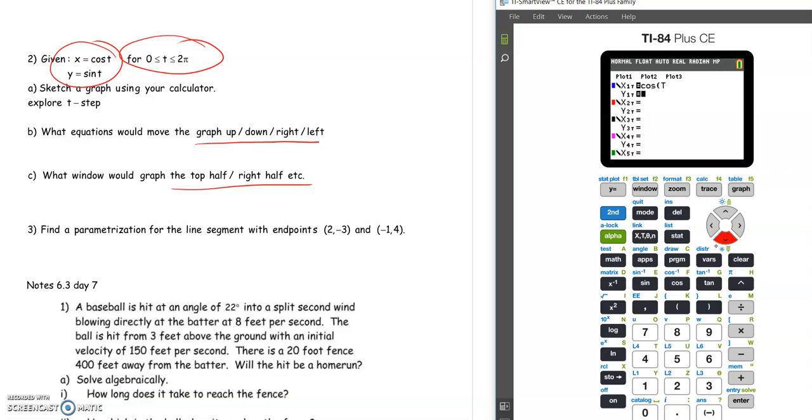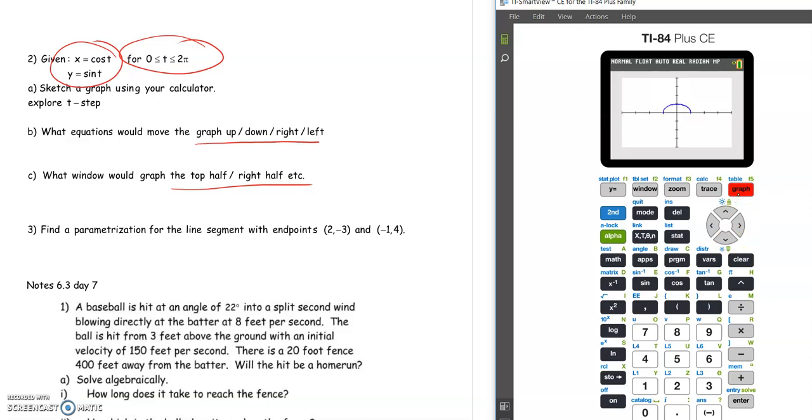And in y1, we will type in sine t. Okay, now if you go to window, I want to go from 0 to 2 pi. Oh, look, it's already in 0 to pi. So notice I have my t-step at 0.1. Let's just leave it like that for right now. I'll explain why in a little bit. So if you go maybe -4 to 4 and hit graph, watch what happens.